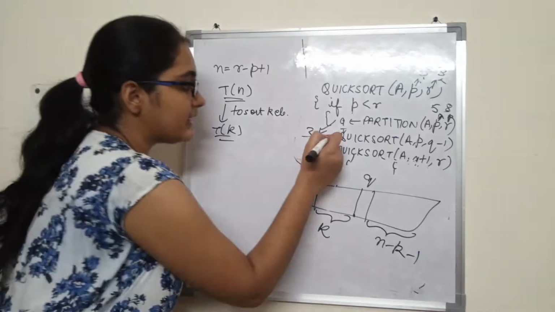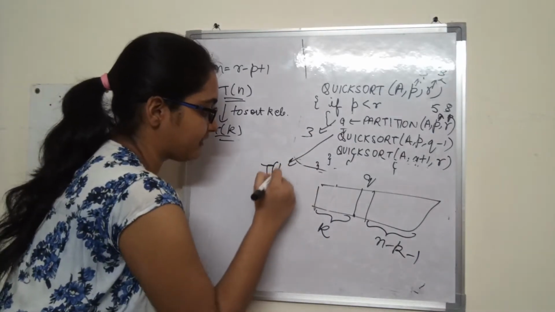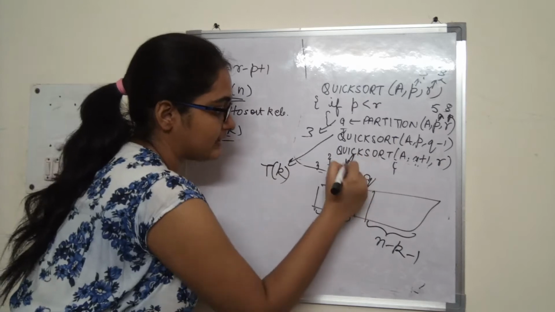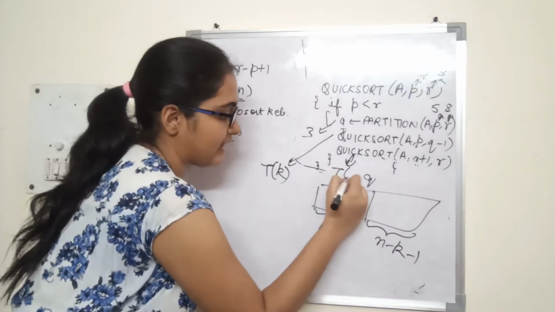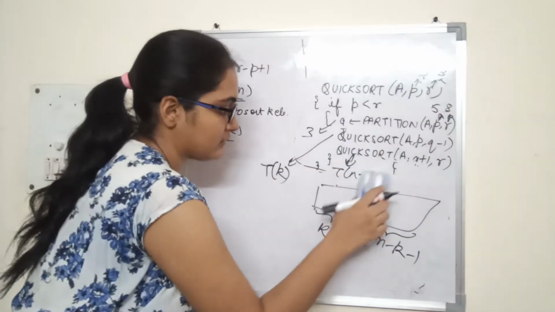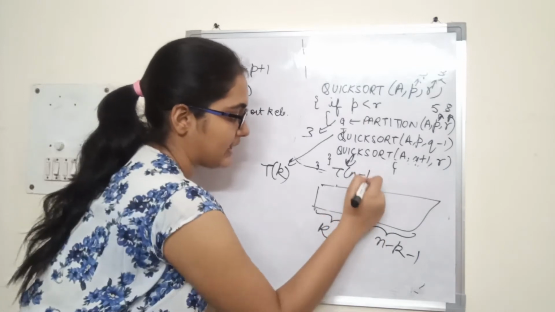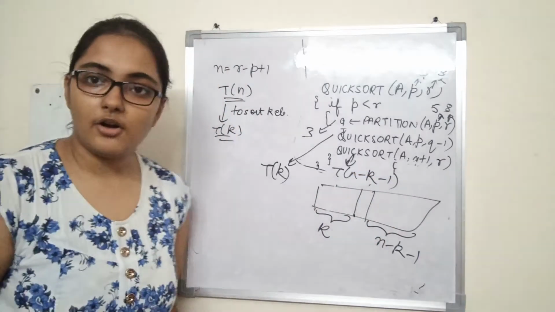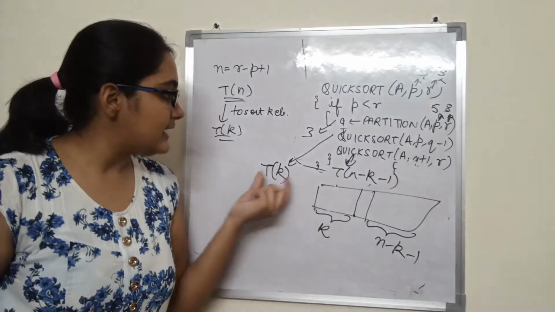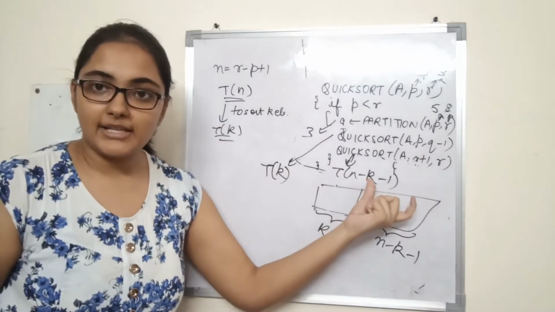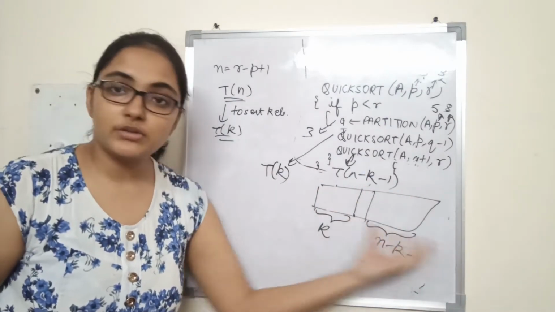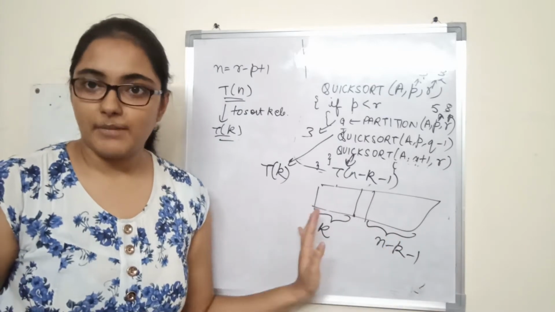So the time taken by this one will be T of k and the time taken by this one will be T of n minus k minus 1. These two are the times taken by quicksort on the two subproblems created by the partition function.